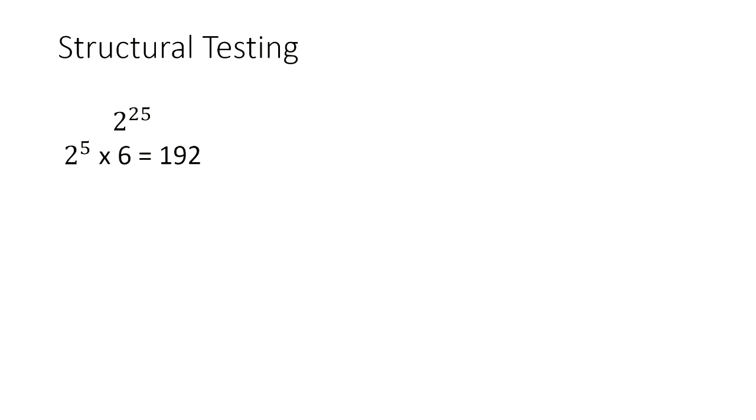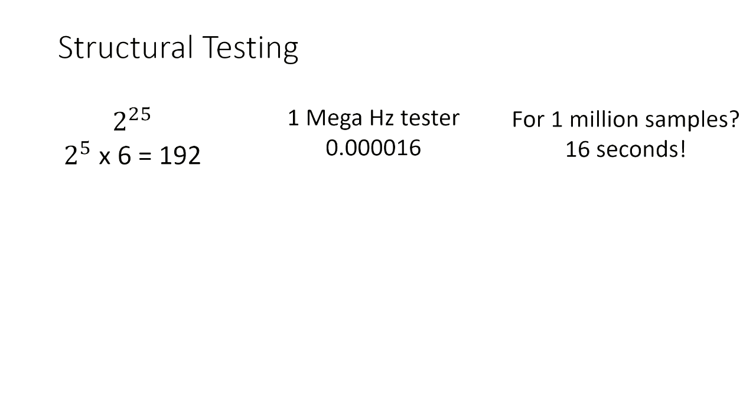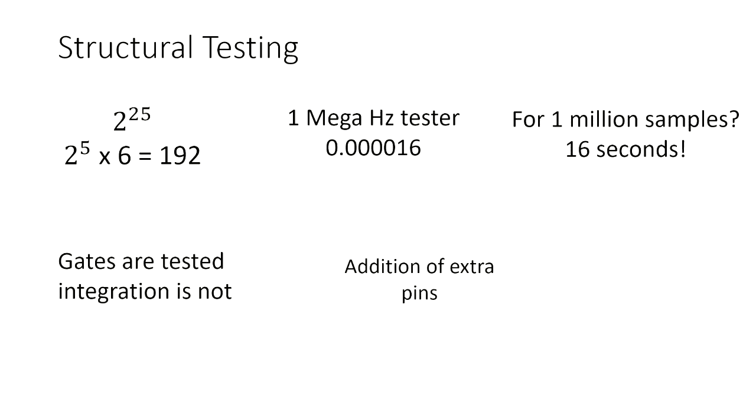Now if we take structural testing into account, from 2 raised to the power 25, which was around 33 million, we've gone to 192. Again, using the same tester, for 1 million samples we're taking 16 seconds. So gates are tested and integration is not. With the addition of extra pins, we're able to solve this whole problem way easier. Instead of years, we're down to a couple of seconds, and that's pretty good. I'm not sure if it's a couple of seconds, but it's definitely not years.